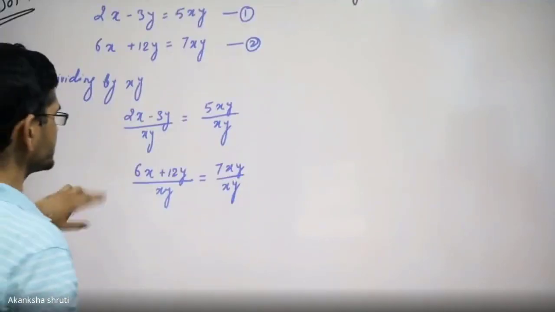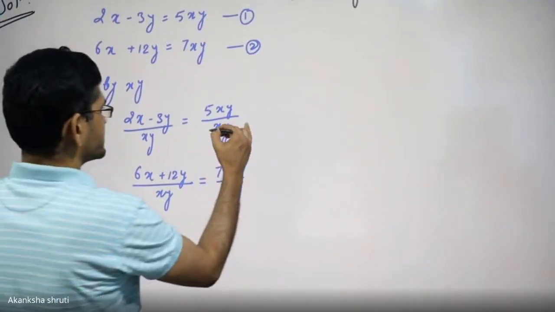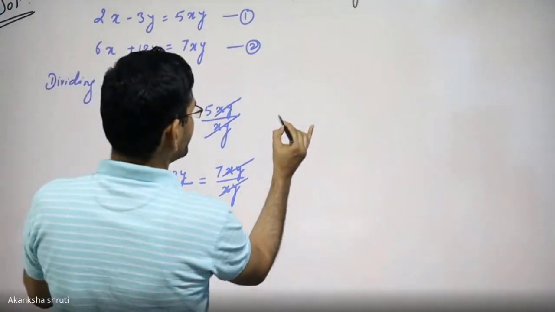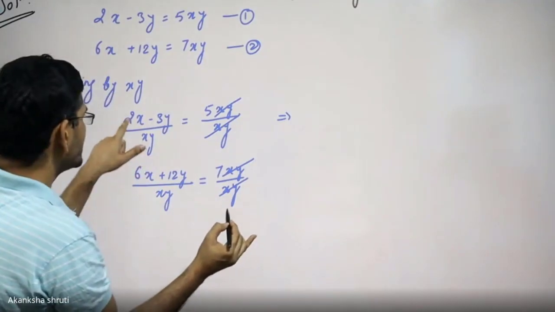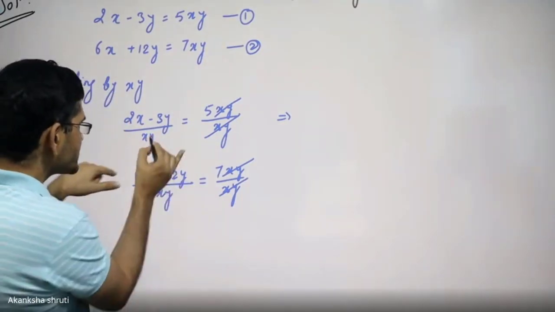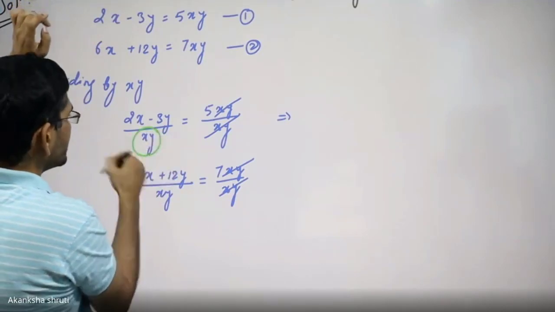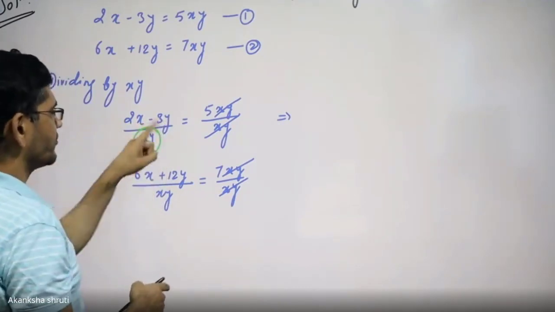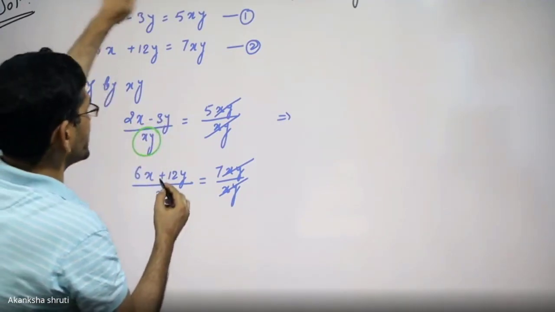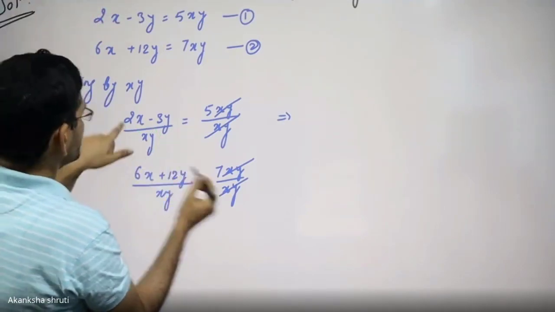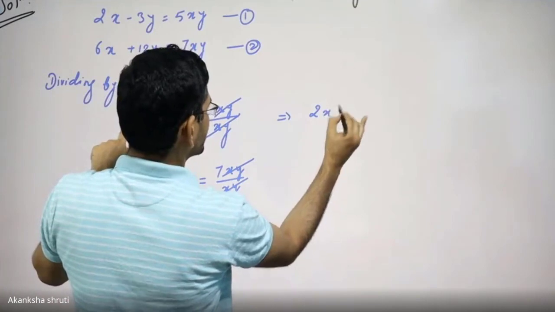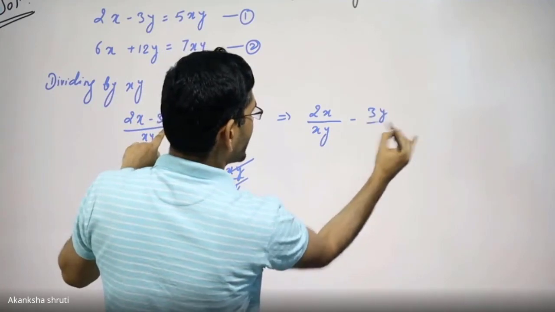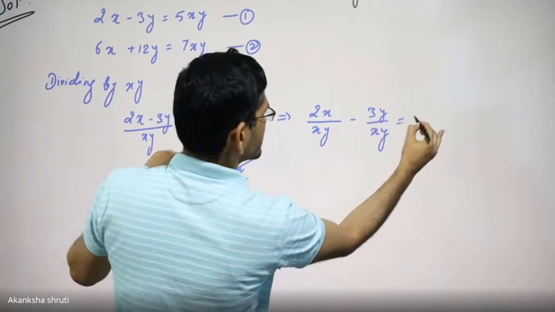Why have I done this? Quickly you will get it. The xy on the right hand side gets cancelled, and our first equation is going to give what? Students, this denominator xy is for both the 2x as well as the 3y. So we have to apply the distributive property. Applying the distributive property, it gets converted like this. Let me write all the steps: 2x by xy minus 3y by xy equals 5.